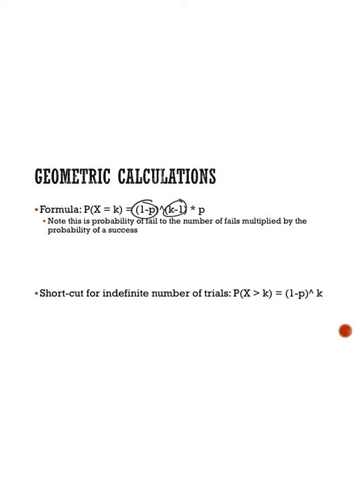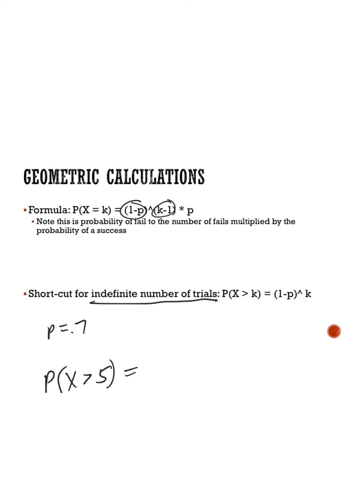Because there's an indefinite number of trials here, there is one rule. For instance, for the free throws, if we're a 70% free throw shooter, and the question was asking, what are the chances it will take us more than 5 shots to make a free throw? If it ever asks you something like that, where it could be 6, 7, 8, 9, 10, 11, 12, then you can do a little shortcut. That would be 1 minus p. In this case, 1 minus p would be 0.3, because it's 1 minus 0.7.